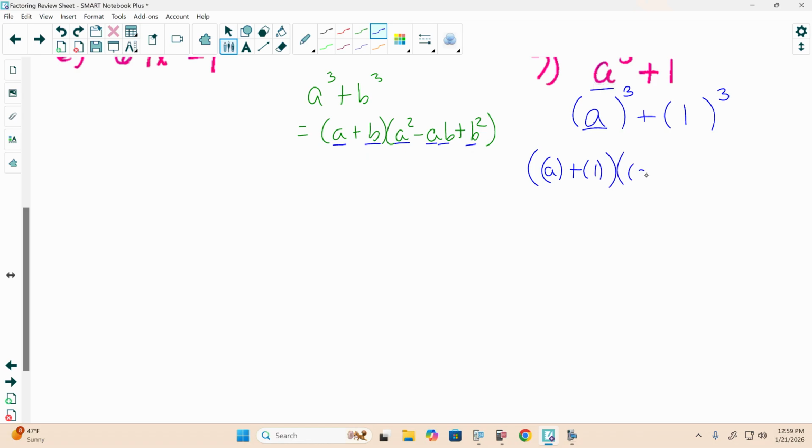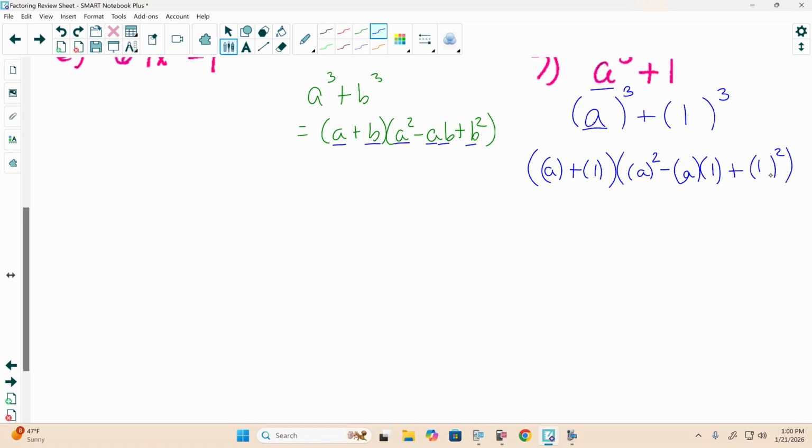Then in the bigger spot, our first one is A squared. Well, we're going to replace that A with A and get A squared. Minus AB. Well, the A is going to be replaced with A. B is going to be replaced with 1. B squared is going to become 1 squared. So once we find that A and B, what's going to go in those spots, we plug it in.